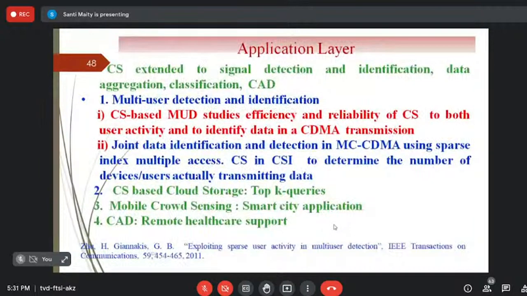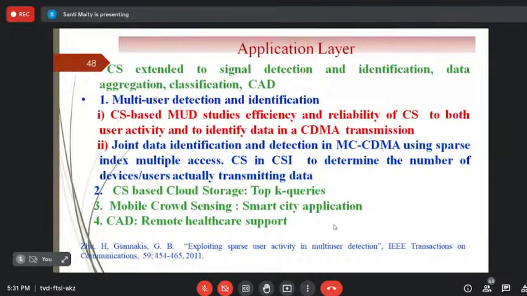Now in the application layer, the last layer, although CS was developed for sensing and aggregation and all this, it is also used in other applications like identification and detection, and in multi-user communication. Multi-user communication is a receiver technique in CDMA. In CDMA, there are multiple users, they share the same time, same bandwidth by orthogonal code. But still, when orthogonality in the code breaks, there is interference. For this multiple access interference, we can go for sparsity representation.